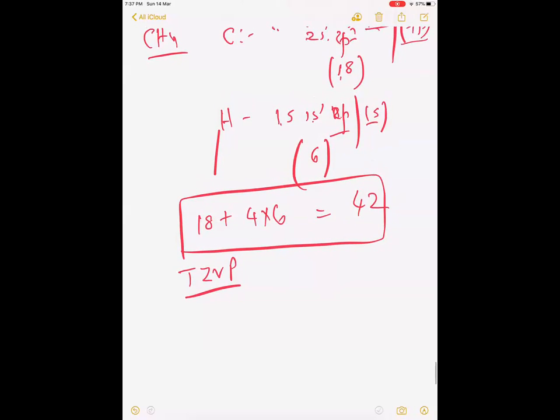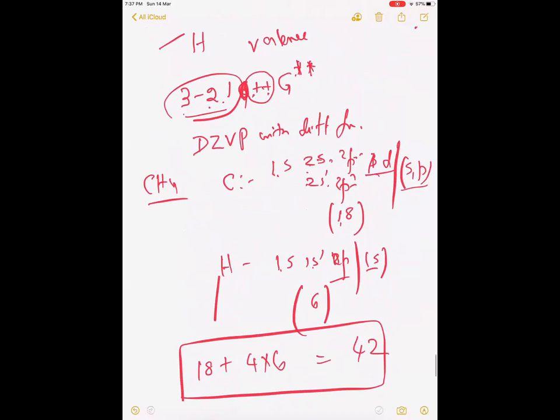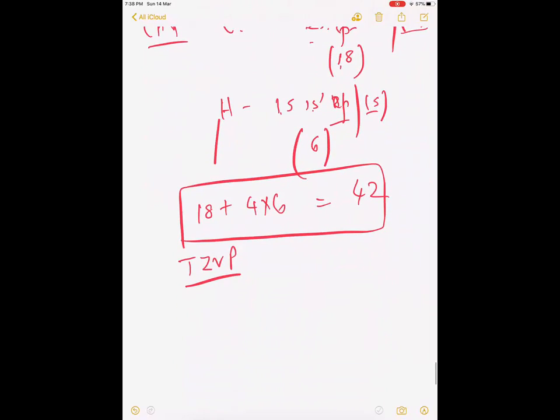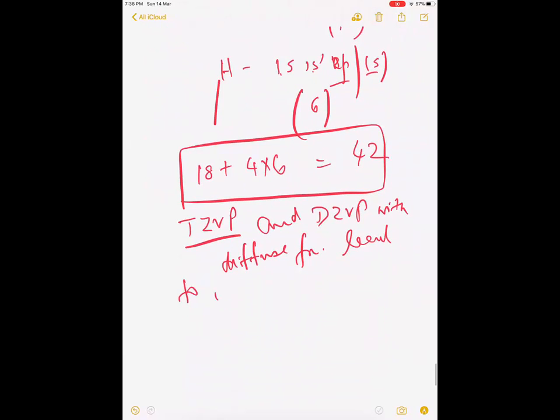You remember I did a calculation for TZVP, which is also 42. Because this is like TZVP, I have a diffuse function. If I add this as a valence function, then the number will be exactly like TZVP. So TZVP and DZVP with diffuse function actually lead to an identical number of atomic orbitals, or identical number of molecular orbitals.